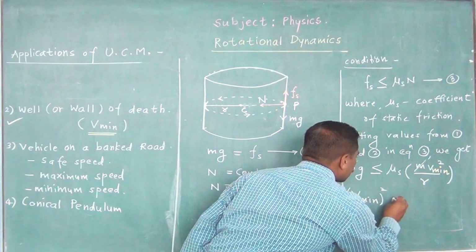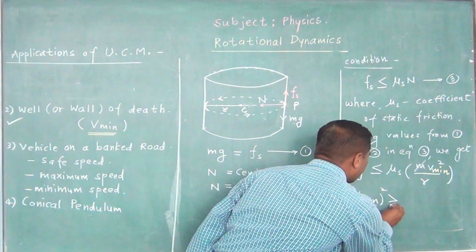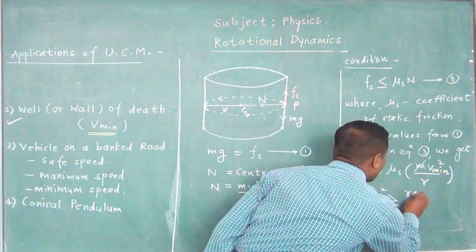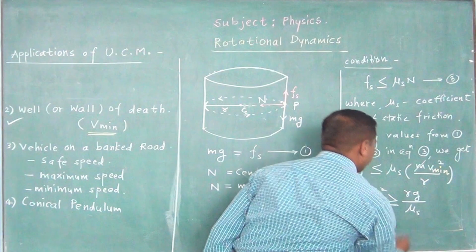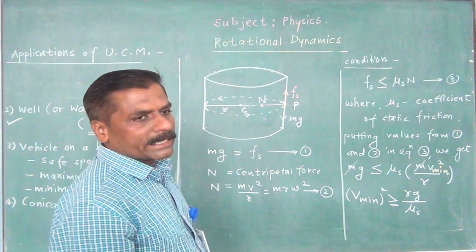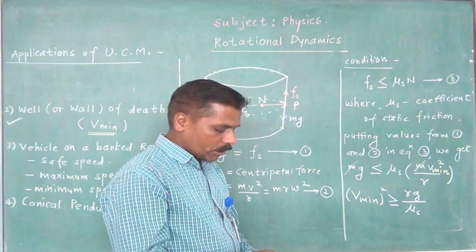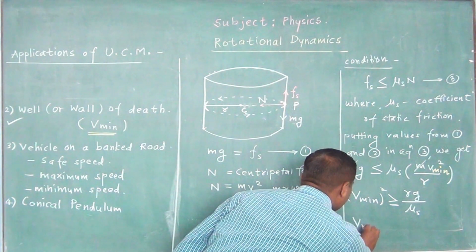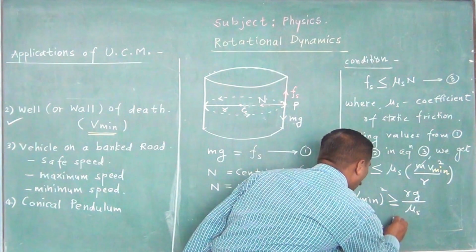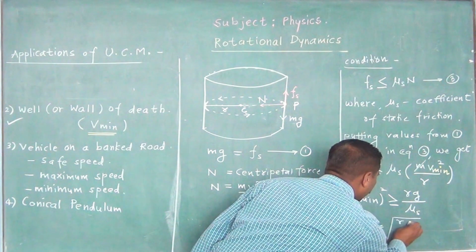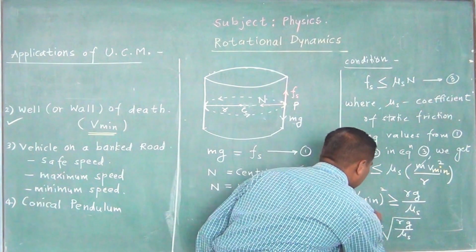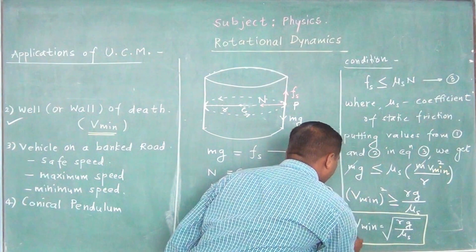So you will find the relation: V minimum square is greater than or equal to rg upon mu s. We can take the square root on both sides, and it will be the final relation. This final relation is written as V minimum is equal to the square root of rg upon mu s. This is nothing but the final relation.